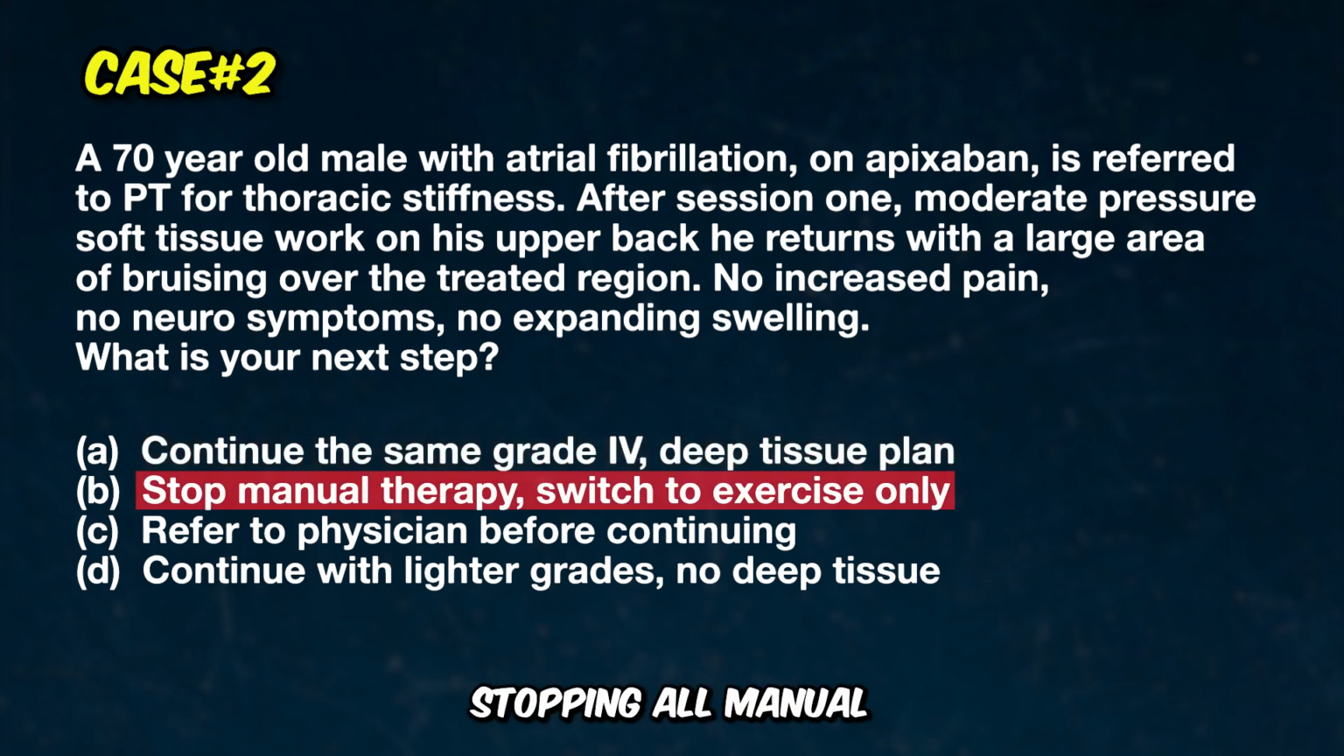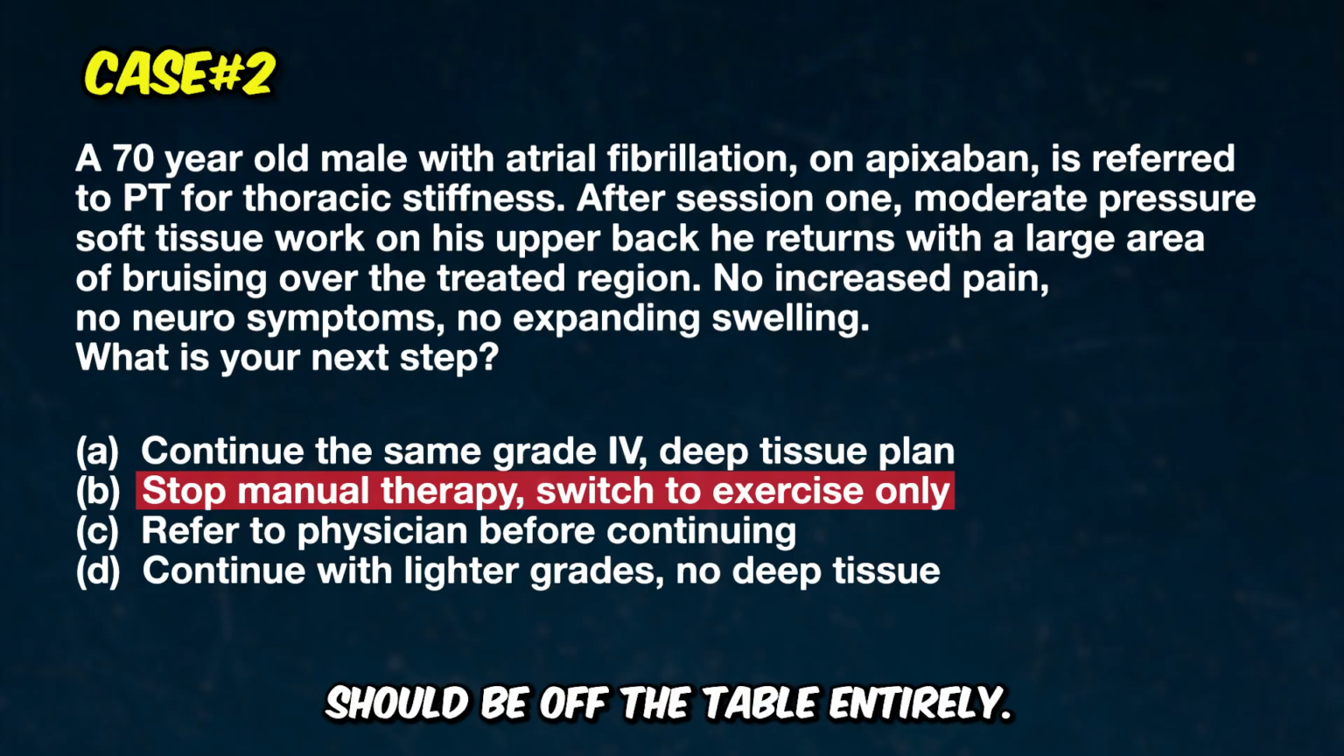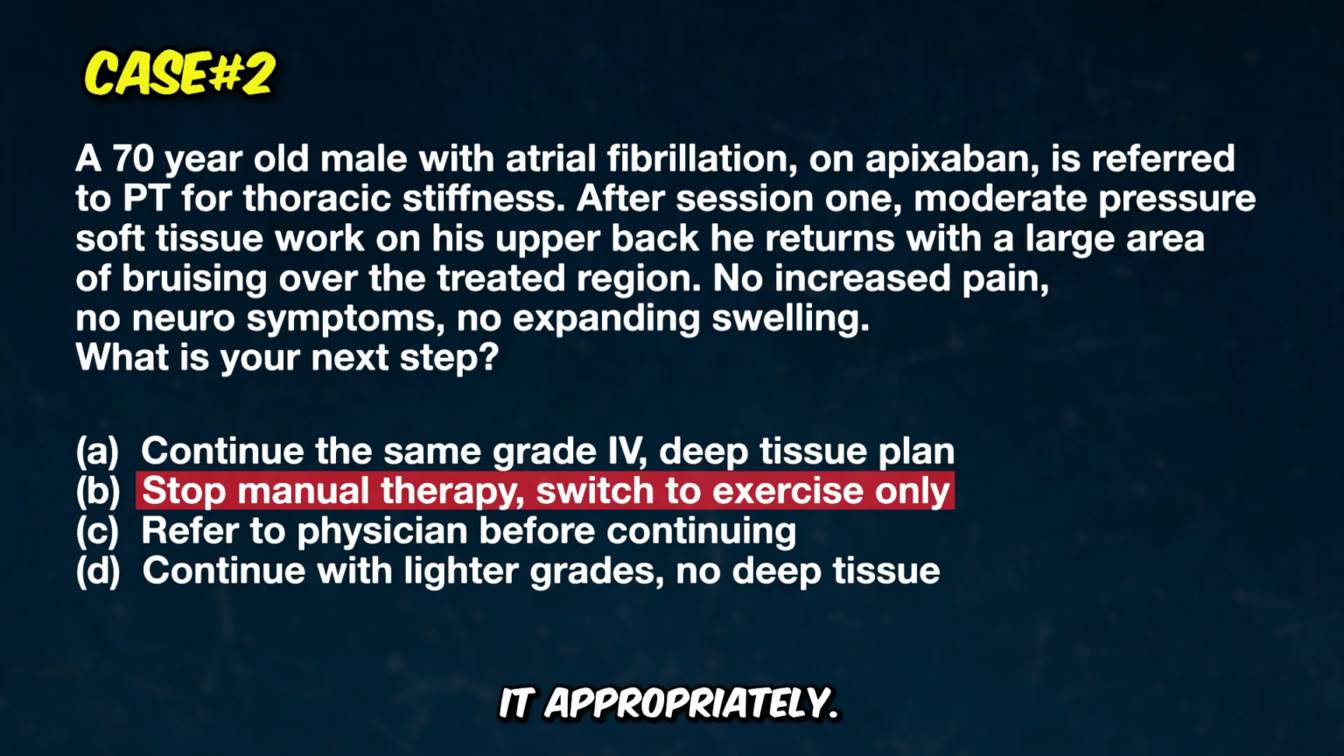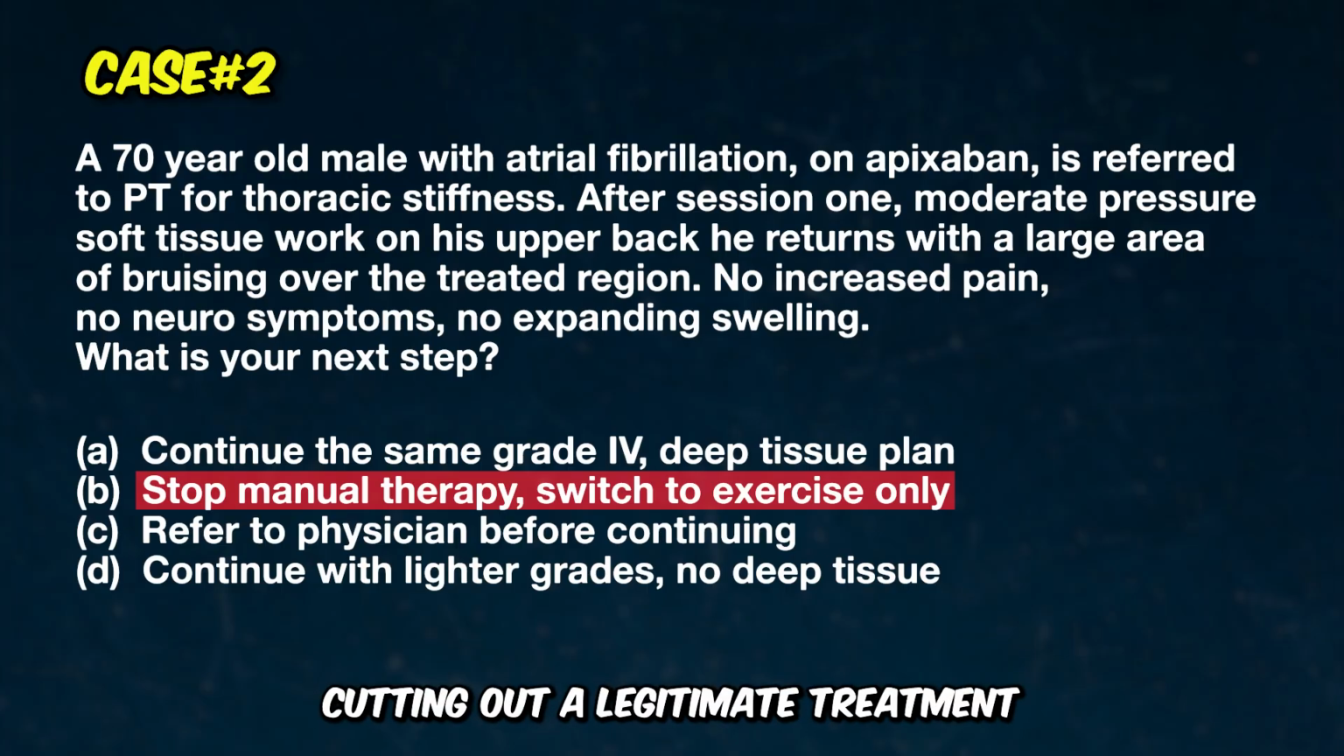Option B. Stopping all manual therapy permanently and switching to exercise only. I understand the instinct. He bled more than expected, so maybe hands-on treatment should be off the table entirely, but that is an overcorrection. Being on an anticoagulant doesn't mean manual therapy is off limits. It means you grade it appropriately. Cutting out a legitimate treatment tool for good when a modification would work fine isn't good reasoning either.